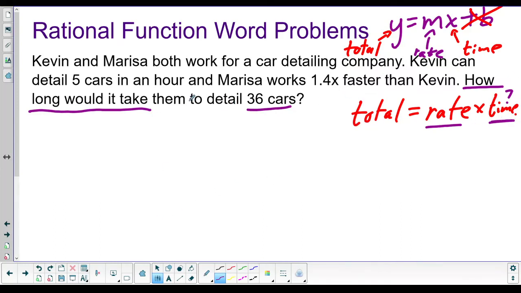So let's go look at this. It says Kevin and Marissa both work for a car detailing company, meaning you bring your car to them, they like vacuum the inside, they wipe it down with those little wet wipes, they get all the dog hair out of it, they throw away all the McDonald's cups you got laying in the passenger seat, and then they'll like wax the outside so it shines really nice, right?